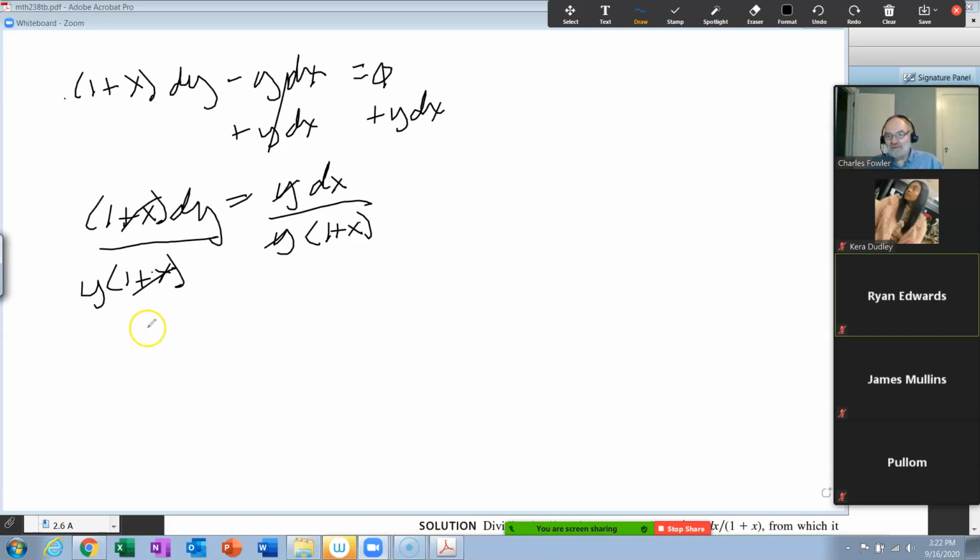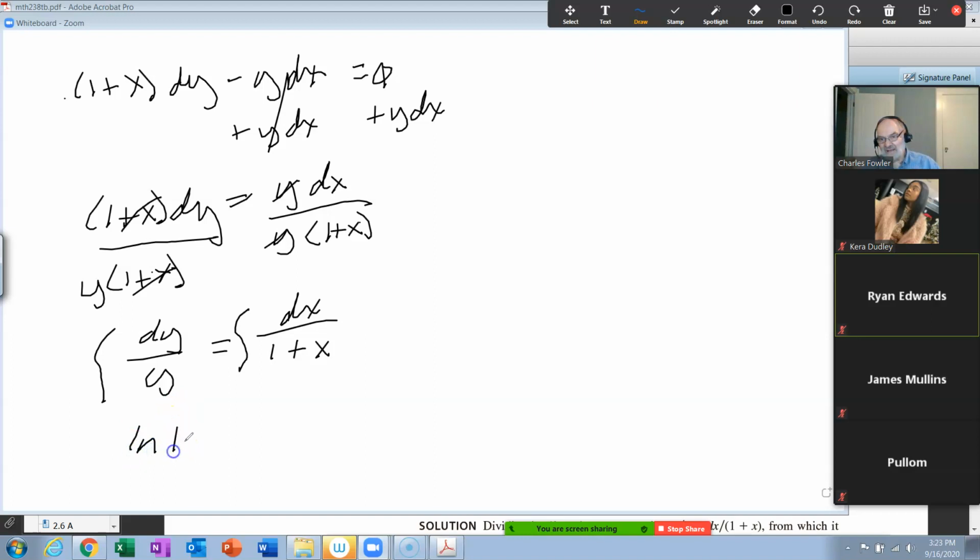So what do we have now? We have on the left-hand side, dy over y is equal to the right-hand side, dx over 1 plus x. Goodness, this drives me nuts. Okay, well, you got them separated, integrate them separately. Anyone remember what the antiderivative of 1 over y dy is? Log absolute value of y.